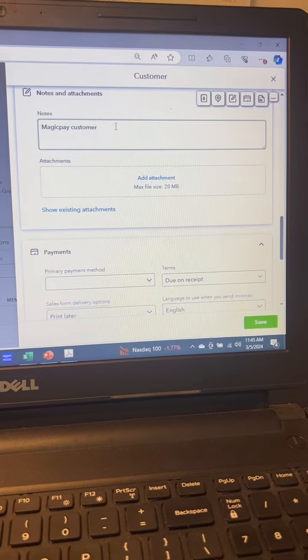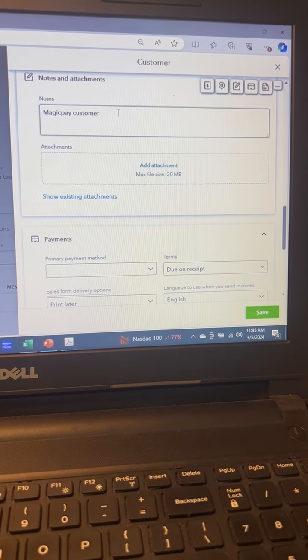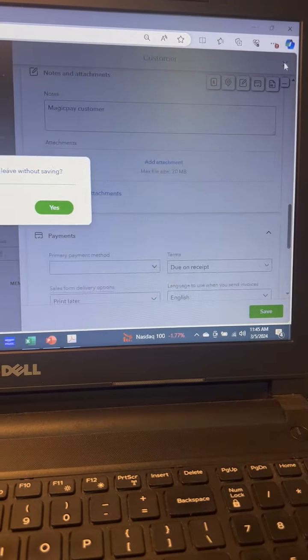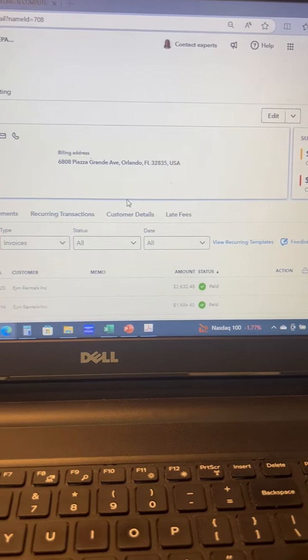So hope this helps. And yeah, if we can get that information back, that would be fantastic.